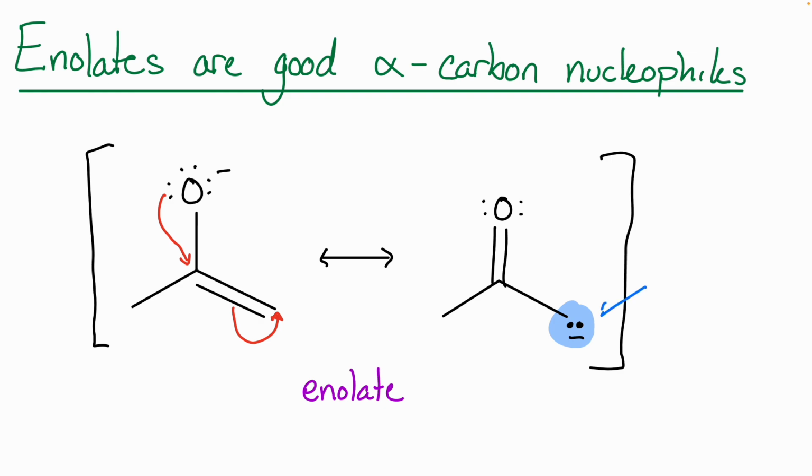Our alpha carbon is a nucleophilic site. You can see it's got a bunch of electron density there. It's got that lone pair on it. So our alpha carbon is a good nucleophile here.